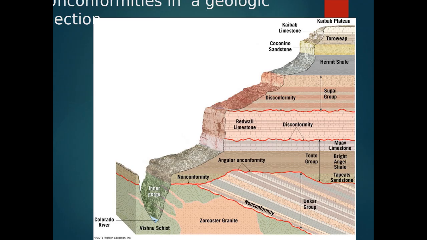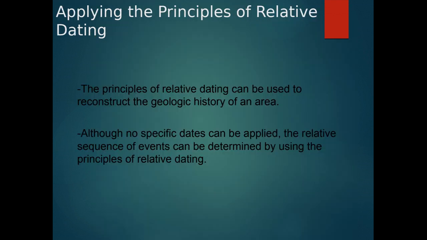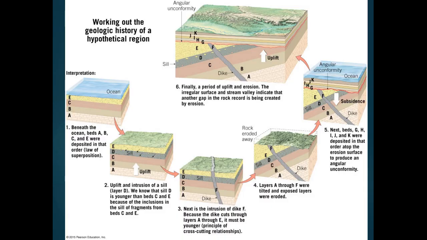Okay, so that is an example of angular unconformities. And you can look at the Grand Canyon, you can see all of those things. And so I'd expect you to be able to look at any kind of diagram like this and say which one came first. Deposition came first, and then you had tilting, and then you had an unconformity form. Well, deposition came first in this case.